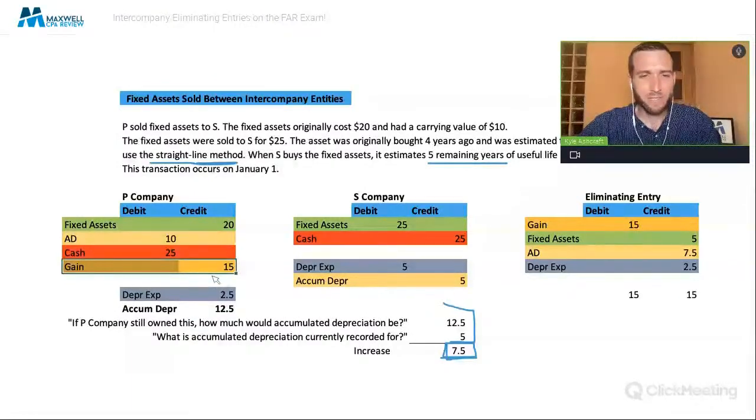Then we have the gain that we need to fully eliminate. So we have a debit here of 15. And then we have the depreciation expense. The subsidiary recorded $5 of depreciation expense, but if this transaction never happened, then it would have been $2.50 of depreciation expense. So we need to adjust it to bring it from $5 down to $2.50. So we're doing this adjustment here.